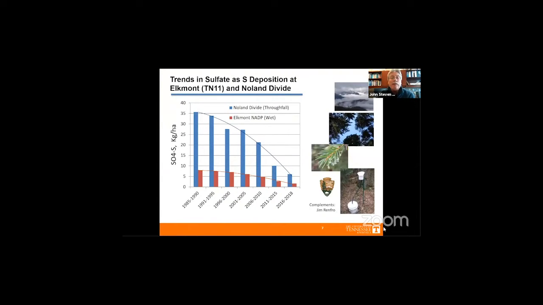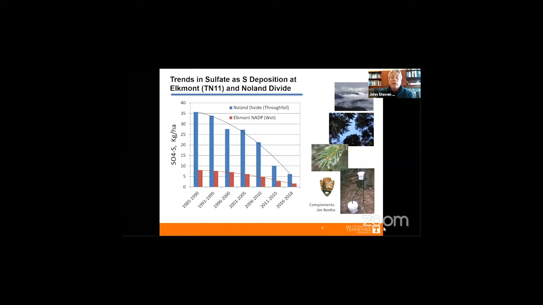And then a slide provided by Jim Renfro. He pulled this together, looking at sulfate, Nolan Divide throughfall, and we see the drop in throughfall. I think it's about 83%. And then at the Elkmont site, that's the TN11 site, for wet deposition, about an 80% drop over these various periods that he compiled the data. So you can see that from the bar charts.